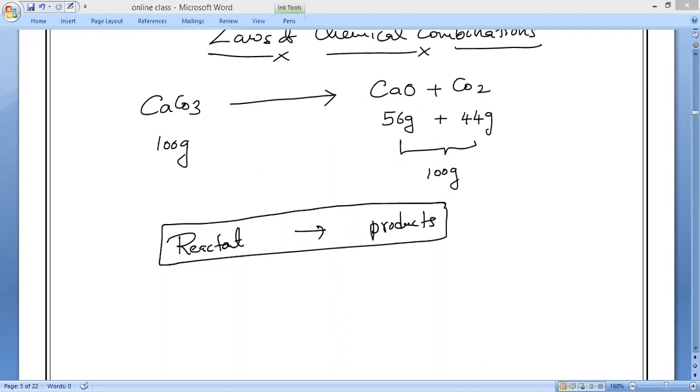Now, in today's class, we will continue from there. To verify this law of conservation of mass, we will see an experiment today. Please remember, it is there in our NCERT also: the experiment to verify the law of conservation of mass.